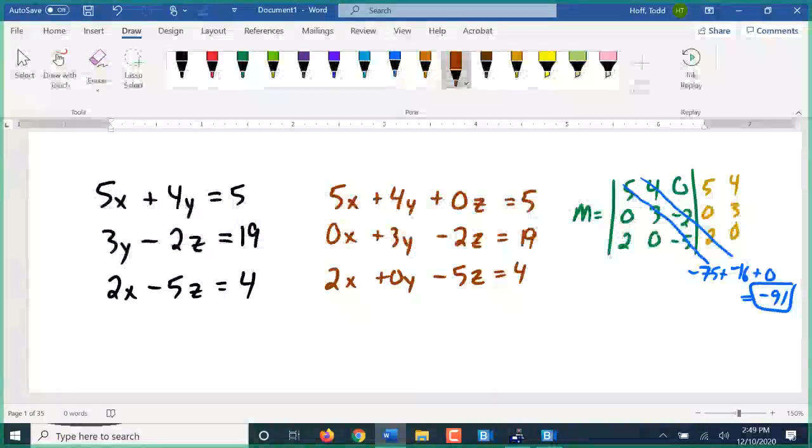Going up, well, 2 times 3 times 0 is 0. 0 times 2 times 5 is 0. Negative 5 times 0 times 4 is 0. So this determinant is just a negative 91.